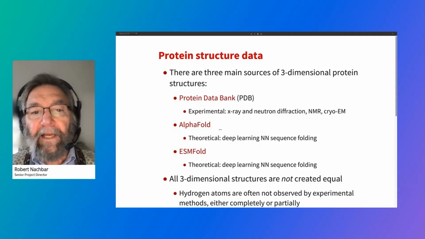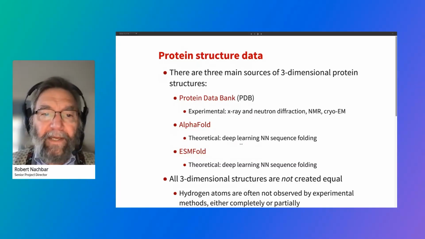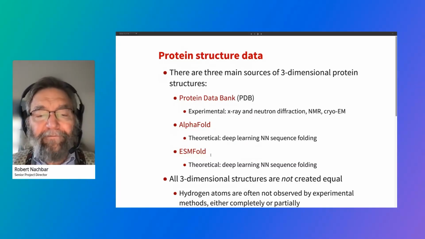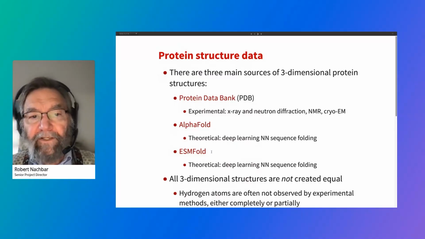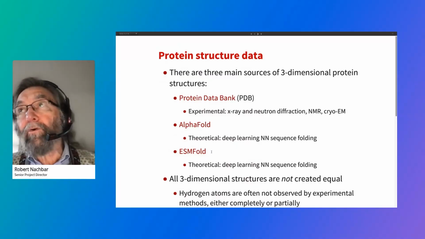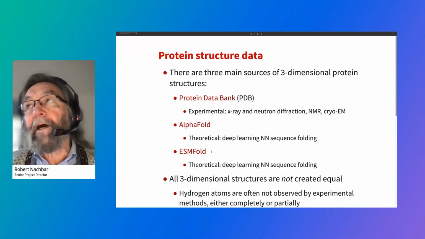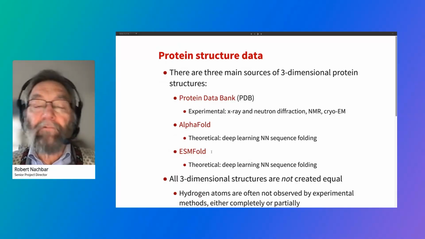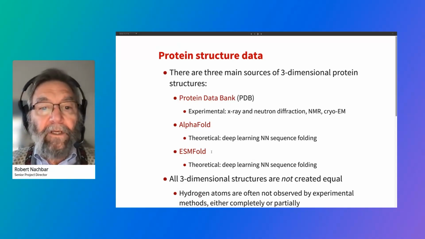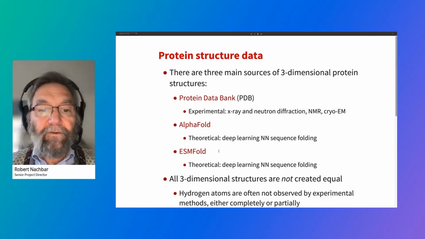AlphaFold has all theoretical structures. These are structures from protein folding. Deep learning neural networks are used for that, as well as for ESMFold. And we do have a service connection to ESMFold. And the biomolecule function itself, if given a biosequence, or a string that represents an amino acid sequence, will go out and use that service to fold the structure and return a folded structure for you.